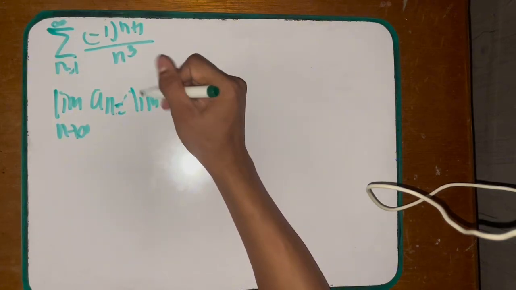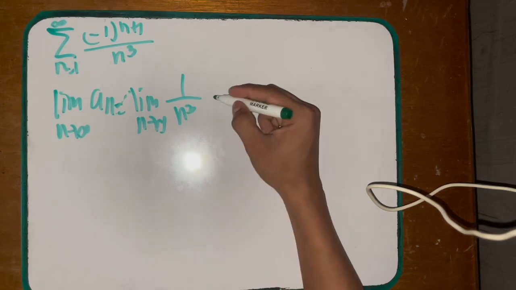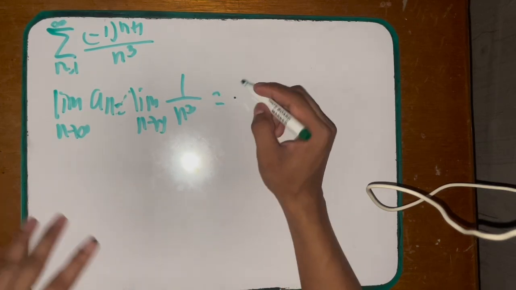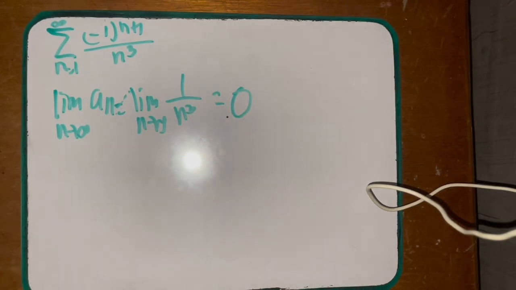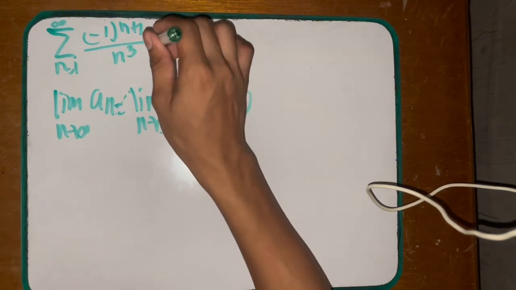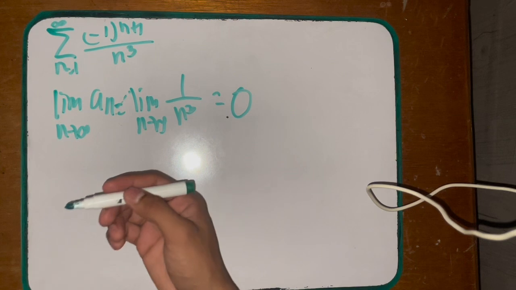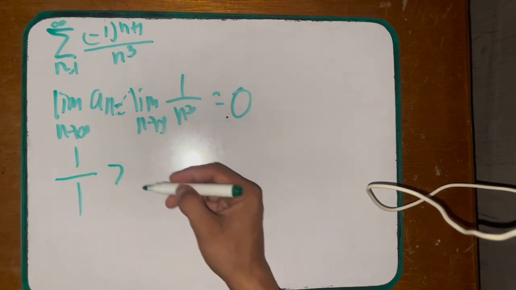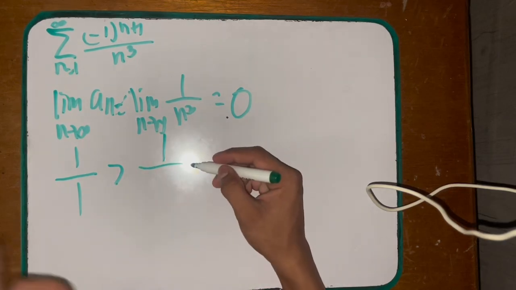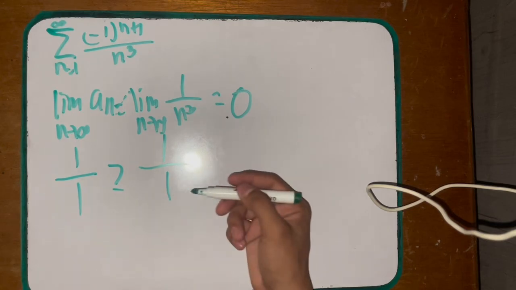So we have the limit as n approaches infinity of 1 over n cubed. Obviously it equals 0. Now, to check if this series is decreasing, we will manually solve it. If n is equal to 1, we have 1 over 1 cubed, and 1 cubed is 1, so they are equal.